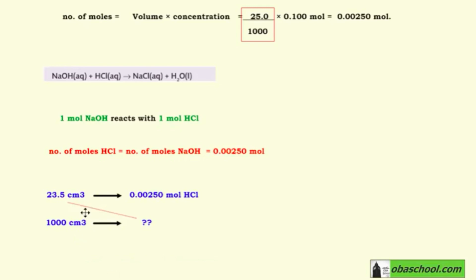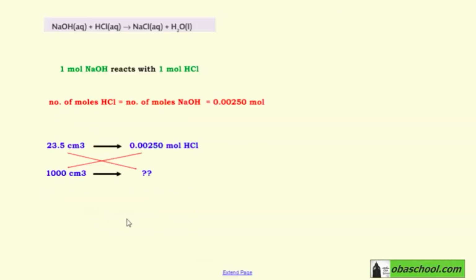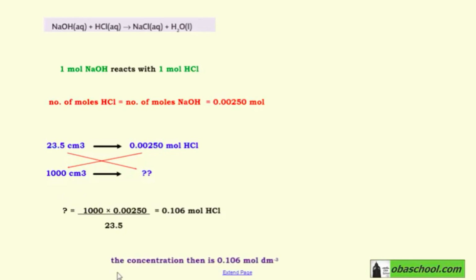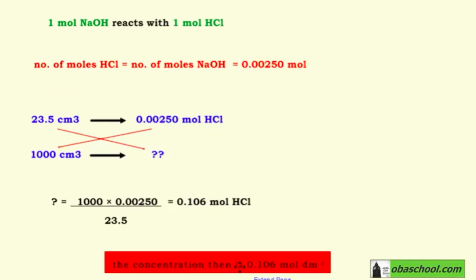We will do the cross multiplication. So 1,000 multiplied by 0.00250 divided by 23.5 to obtain 0.106 mole hydrochloric acid. This is the number of moles of hydrochloric acid found in 1,000 cm³, meaning in 1 dm³. The concentration then is 0.106 mol/dm³.